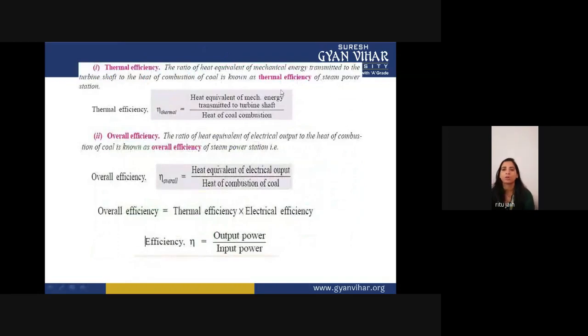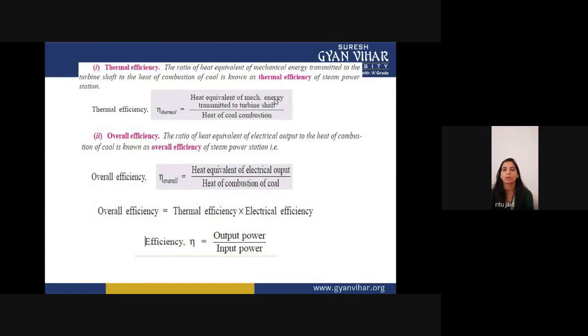The ratio of heat equivalent of mechanical energy transmitted to the turbine shaft to the heat of combustion of coal is known as the thermal efficiency of a steam power station. Thermal efficiency eta is equal to heat equivalent of mechanical energy transmitted to turbine shaft upon heat of coal combustion.